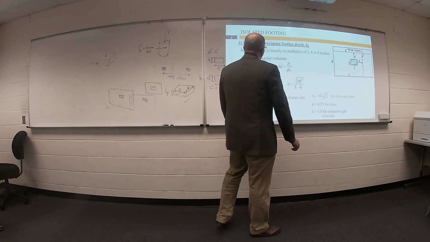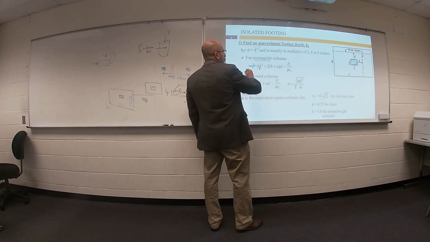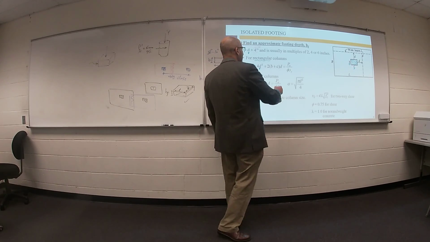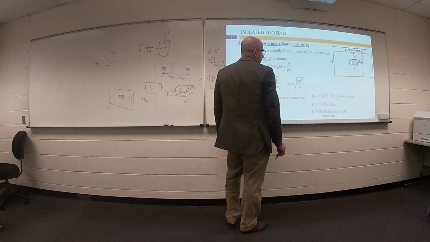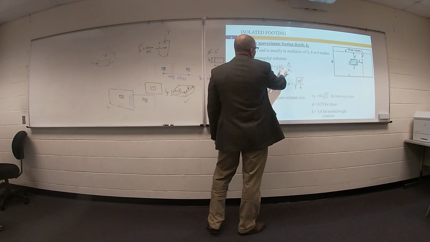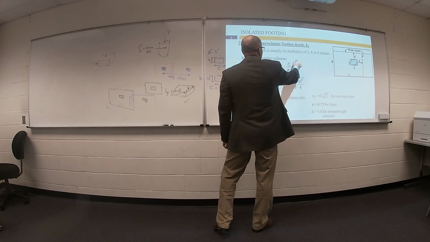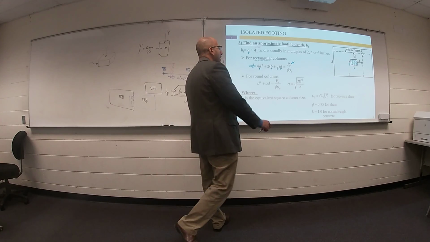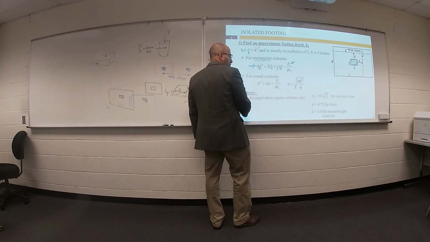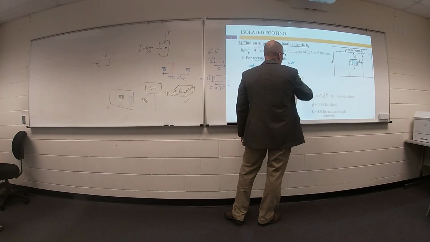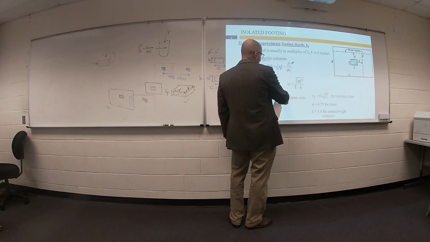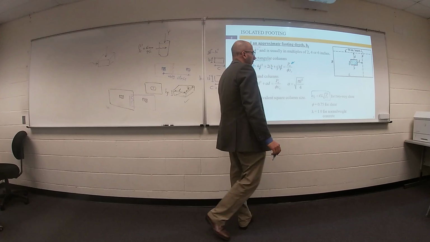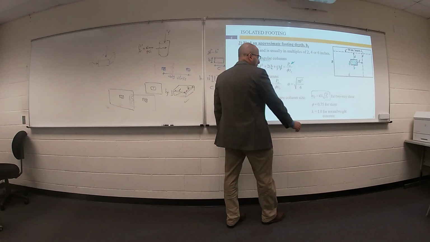Anyway, D, the depth of footing, I'm looking for D. B and C are the dimensions of the column. Pu is the ultimate load from the previous step. Phi for foundation equals 0.75. Vc, I can get from this equation, equal to 4 lambda square root of fc prime, where lambda equals 1 for normal concrete.